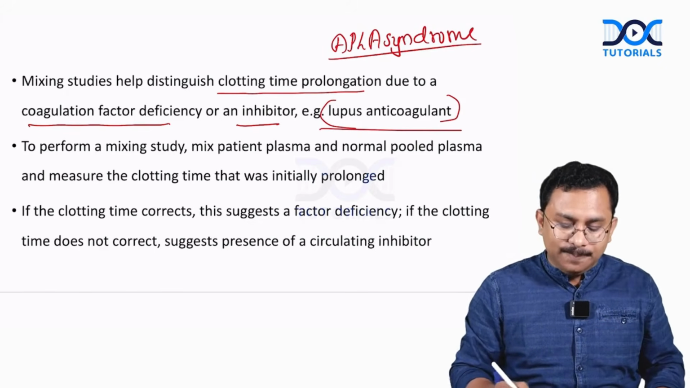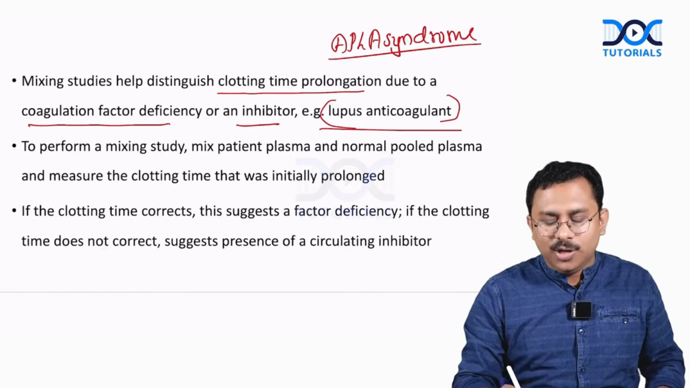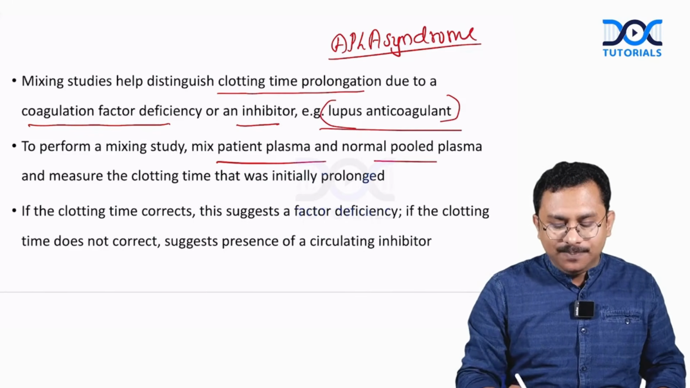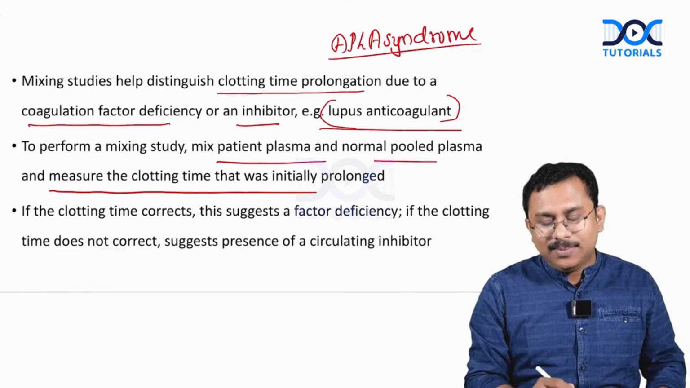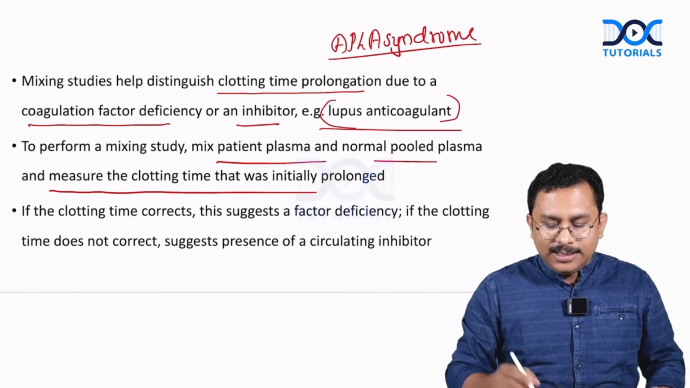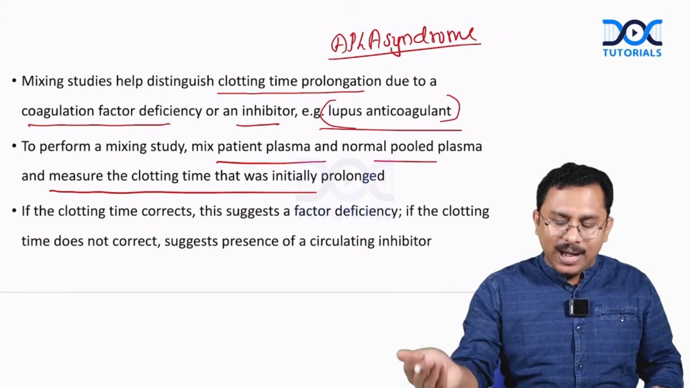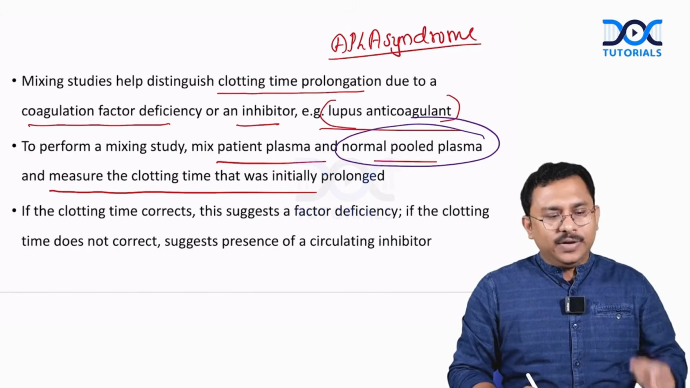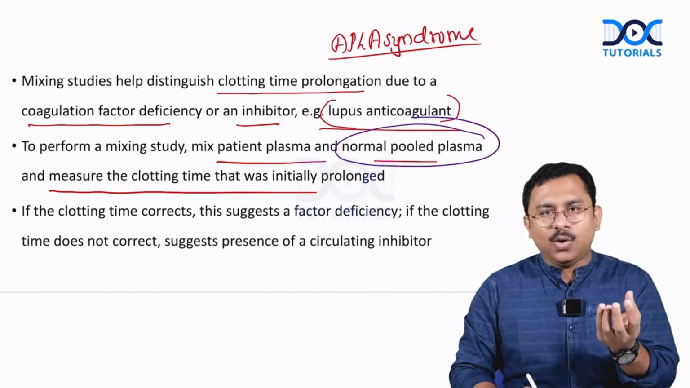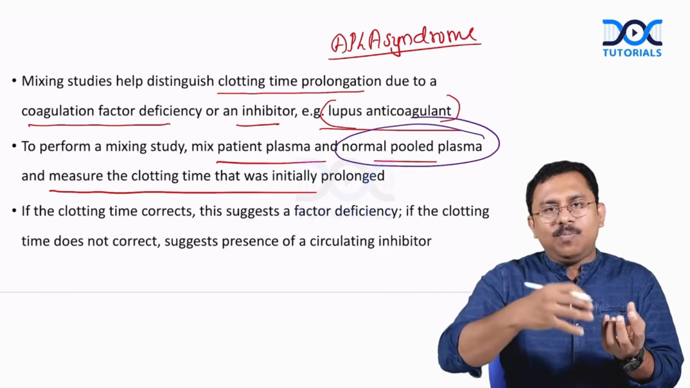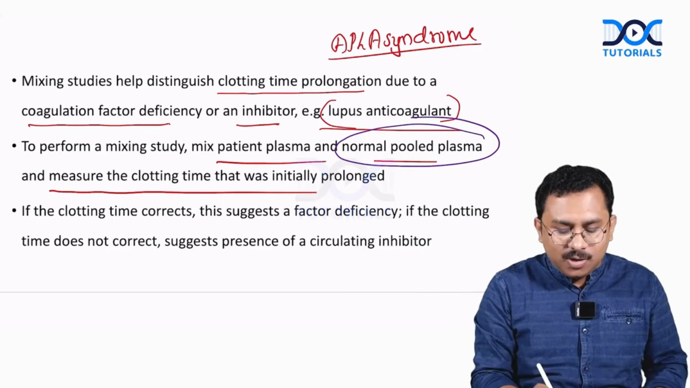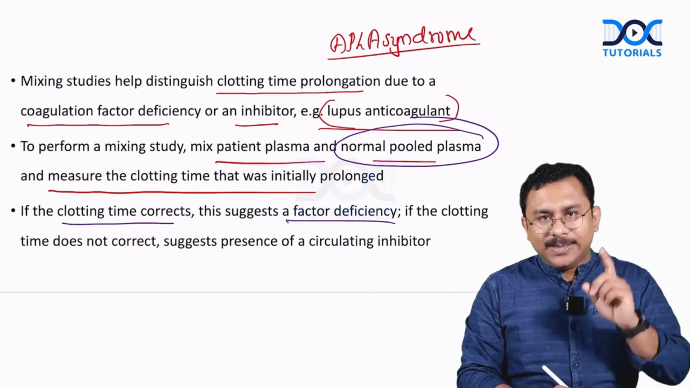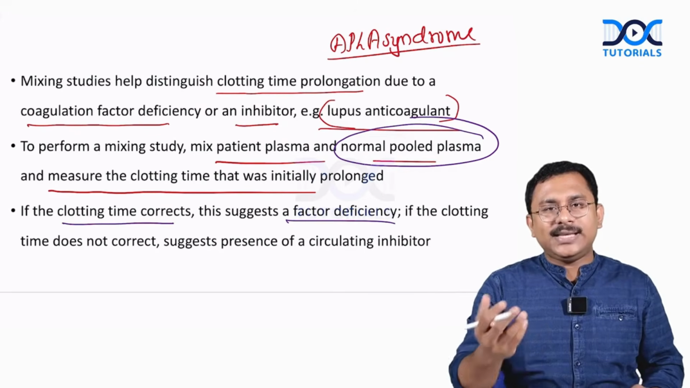So to perform a mixing study, what you will do is that you will mix the patient's plasma with the normal pool plasma, and then you measure the clotting time that was initially prolonged. Okay, now suppose if this is correcting, so you added a normal plasma which actually now has the clotting factors. So if the initial patient plasma lacked the clotting factors and your normal pool plasma has the clotting factor, obviously the clotting time should correct. So that indicates a factor deficiency.